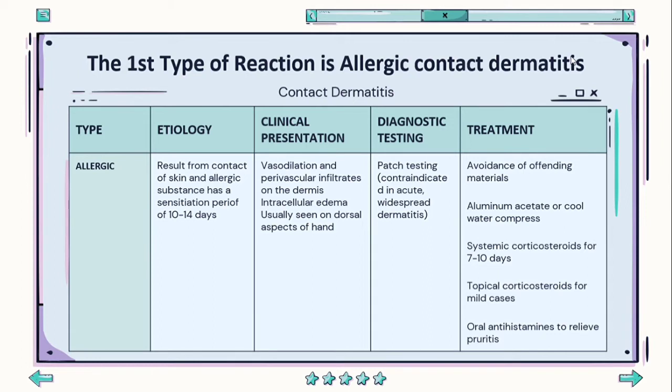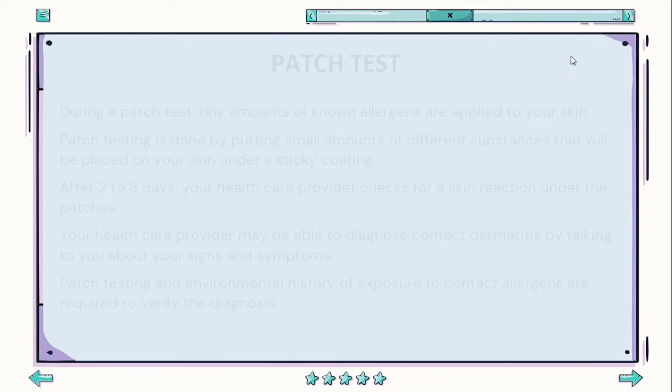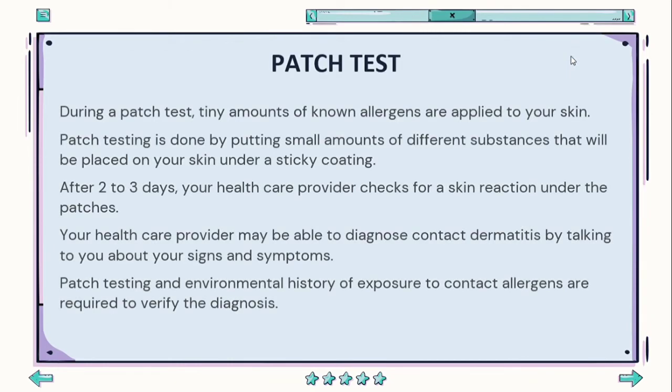For the diagnostic testing, patch testing is used. It is contraindicated in acute and widespread dermatitis. During a patch test, tiny amounts of known allergens are applied to your skin. It is done by putting small amounts of different substances that will be placed on your skin under a sticky coating. After 2 to 3 days, your healthcare provider checks for a skin reaction under the patches.